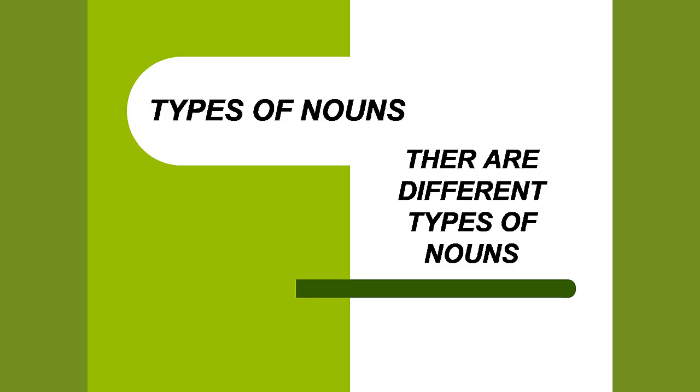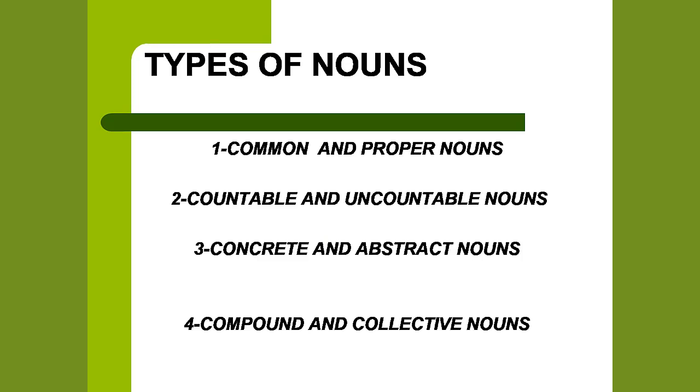Types of nouns. There are different types of nouns. Now you can see the different types of nouns over here: common and proper nouns, countable and uncountable nouns, concrete and abstract nouns, compound and collective nouns. Now these are the 4 different categories and types of nouns.